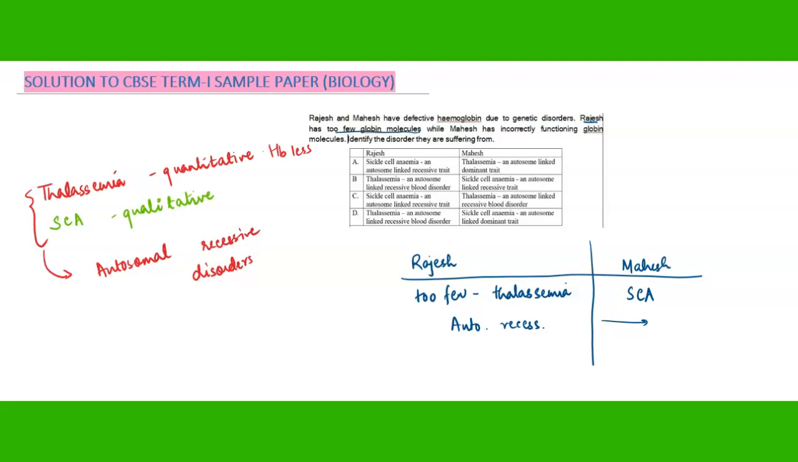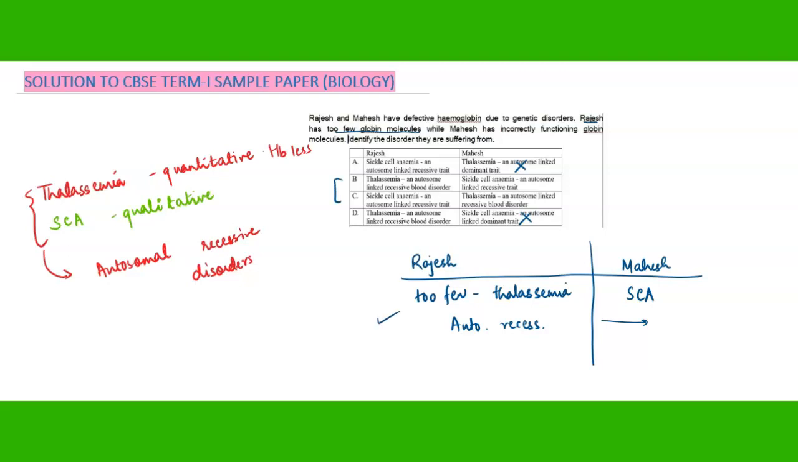First option says sickle cell anemia, autosomal linked recessive trait. Second option says thalassemia and autosomal linked dominant trait. So dominant you will deduct in the beginning. So option A and D completely ruled out because they are talking about autosomal linked dominant trait. And neither of these disorders fall in the category of dominant trait. That means we have to look in between B and C.